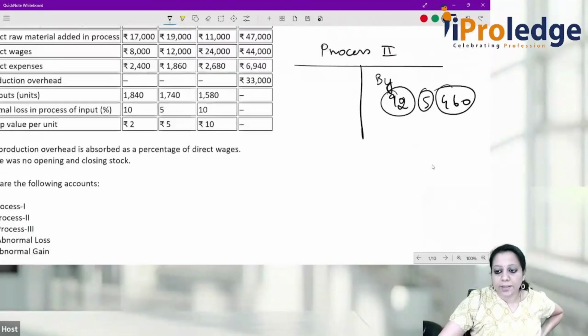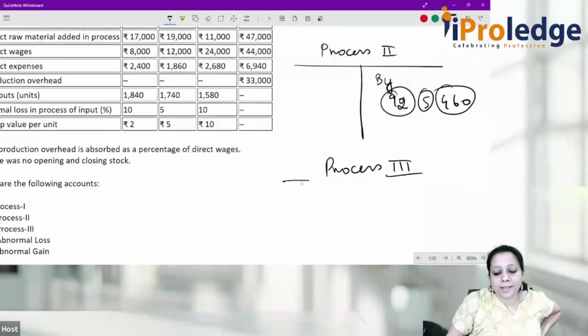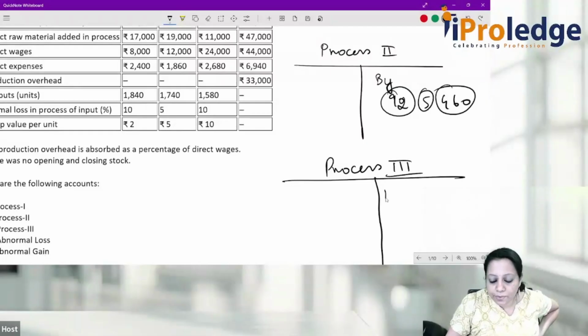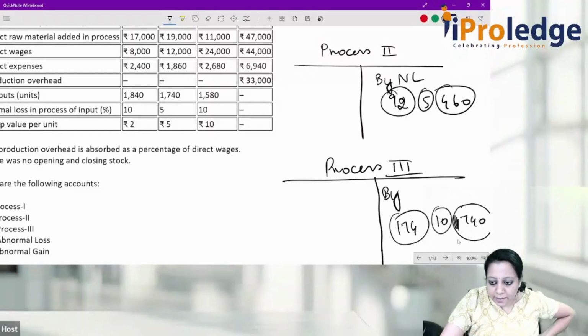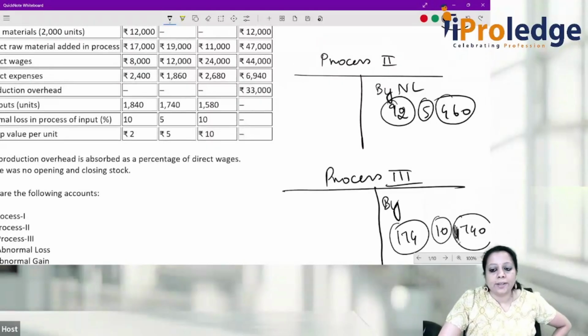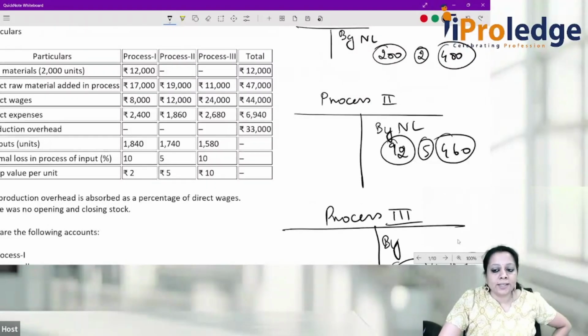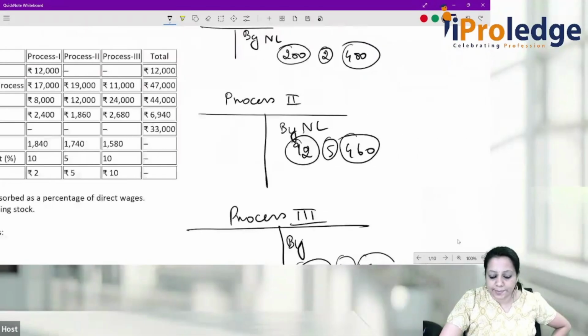So there were some calculation doubts. Yesterday we were in a hurry to continue. So by normal loss, how much was it? 174, 10,740. So this also we have done. So with this, it's already calculated. With this, how to do the normal loss account? Let us understand.